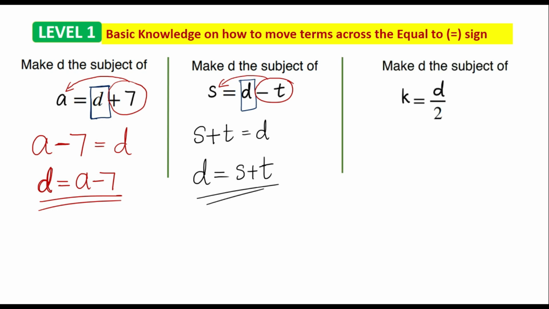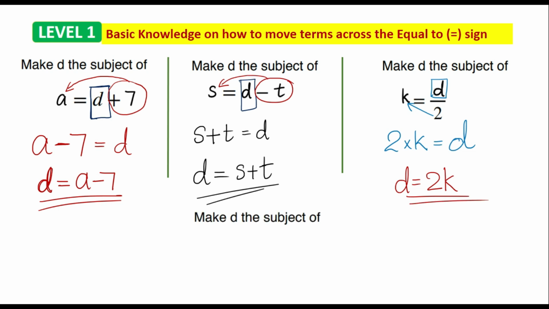Next example, make D the subject of K is equal to D over 2. You can see that the first two operations were dealing with plus and minus terms coming along with D, but here you can see division. Now to make D alone, you have a 2 dividing it. So when 2 is shifted to the other side, the division turns to multiplication. So it's 2 times K, which is your D. And your answer should be D equals 2K.